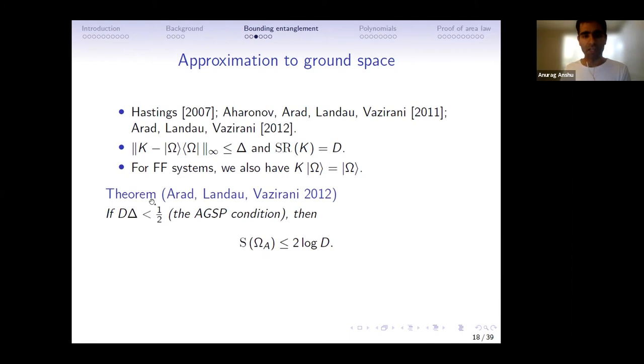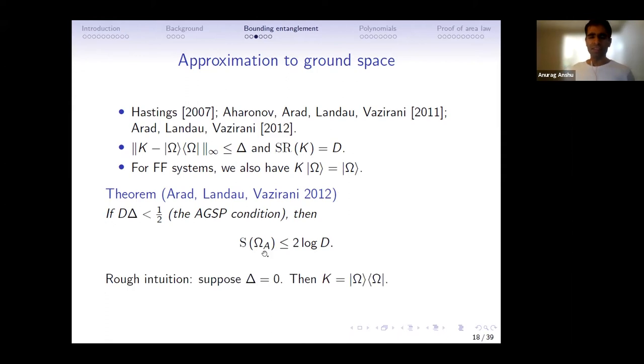So here's a theorem which these authors proved, building upon the work of Hastings, which is that if the Schmidt rank and the approximation error, D and delta, are less than half, if there's a very nice trade-off between these two parameters, which henceforth we'll call the AGSP condition, which stands for approximate ground state projector, then the entropy of the ground state can be bounded by twice the log of the number D. So this requires some proof. I will not do that right now. I could do it later if you want to hang around. We can do it on the iPad, but not now.